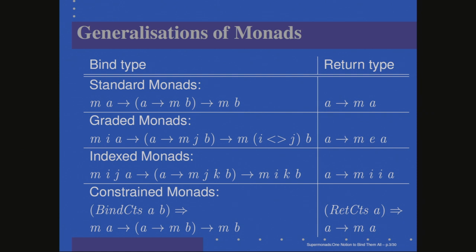And of course, in the case of return, I didn't say that, but for graded monads, we just get the neutral element there. And in the case of index monads, the state doesn't change. Okay. And then there are constrained monads, when we want to impose some kind of constraint on the return types of the different monads. We want them to be in some particular type class for various reasons.